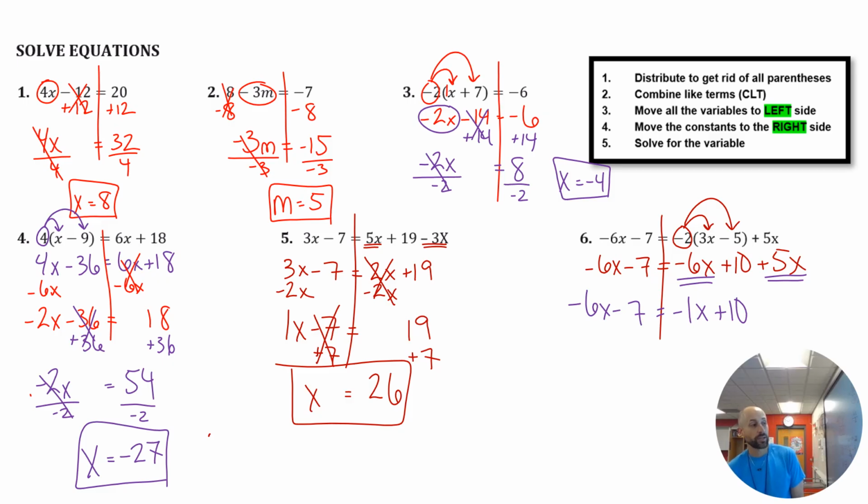And then again, we're back to, we have variables on both sides. We need to get those variables to the same side by adding 1x. Adding 1x gives me negative 5x minus 7. And two more steps, right? So add 7 to both sides.